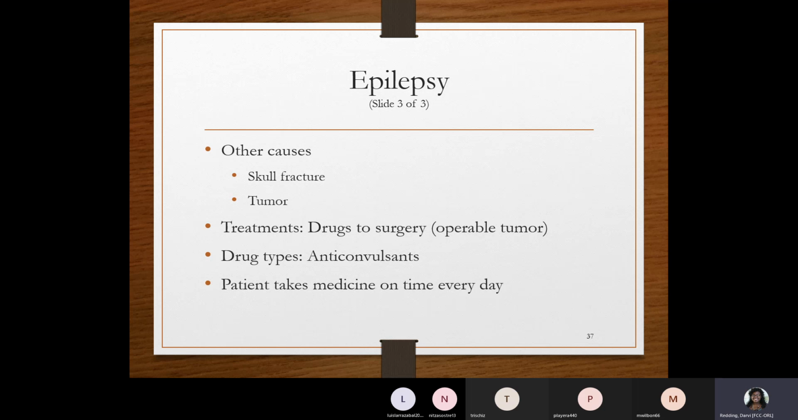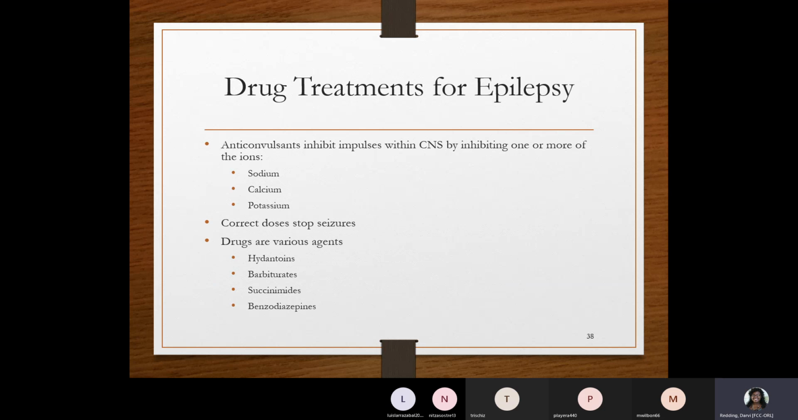It's important that women who have seizures should always speak to their doctor, especially when they become pregnant, in regards to the medications that they're taking and the risk that it can cause to the fetus. So, going more in depth regarding the drug treatments for epilepsy, we'll learn that anticonvulsants work by inhibiting the impulses within the central nervous system by inhibiting one or more of the ions. Those ions include sodium, calcium, and potassium.